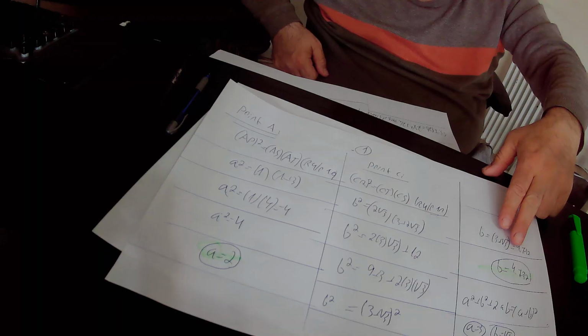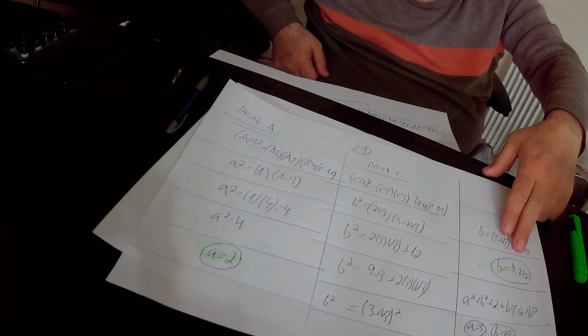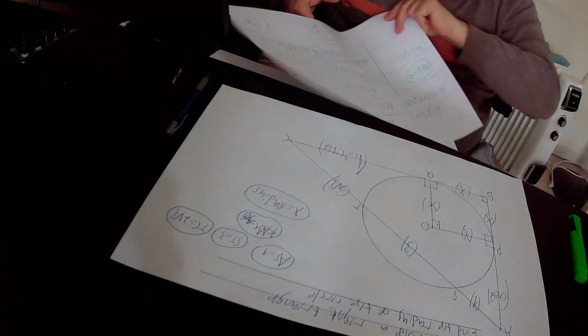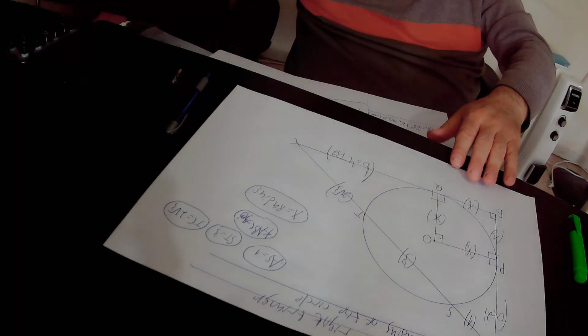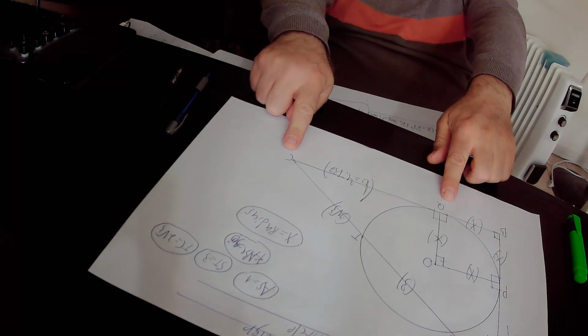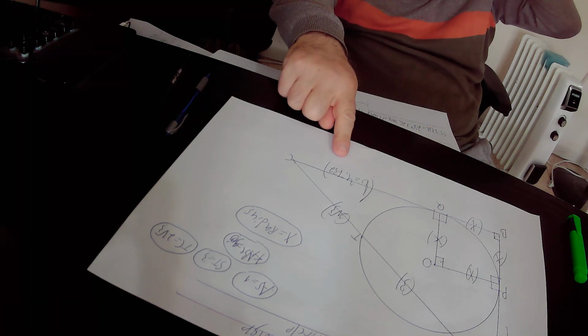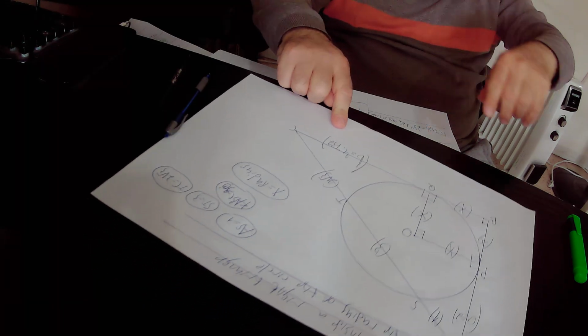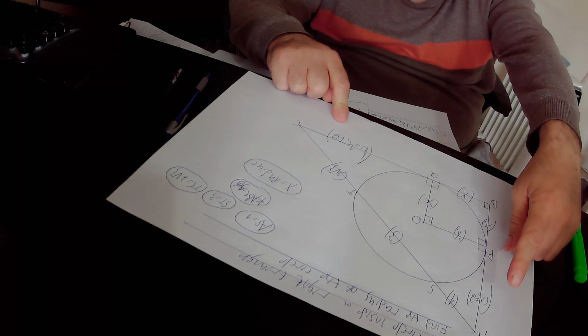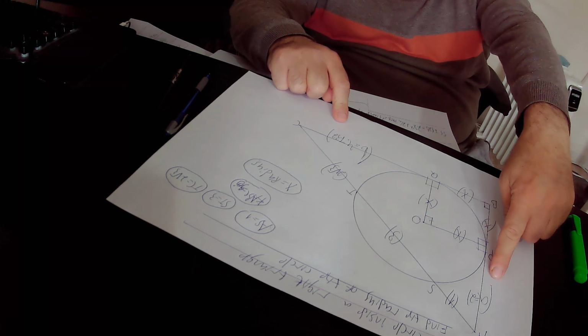In conclusion, we found that B equals 4.732. So here, this is QC, which is equal to B, and B equals 4.732. And we already found that A equals 2. This is AP, which is equal to A, equal to 2.